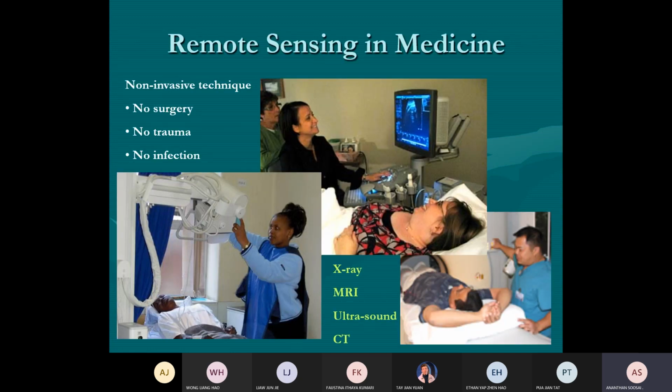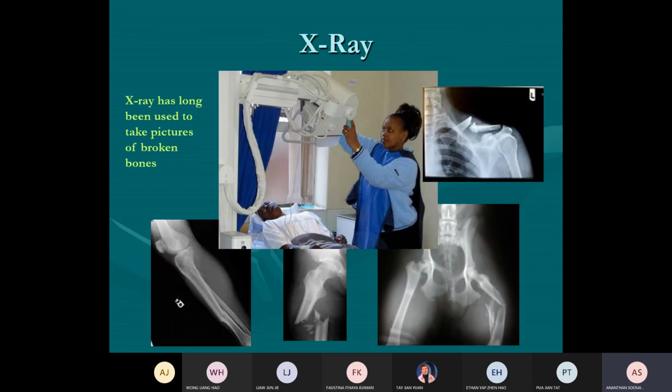All these techniques we call remote sensing, known from X-ray, MRI, ultrasound. We won't talk about MRI, it was removed from the syllabus, replaced with PET scan. X-ray is used to check any damage to the bone.